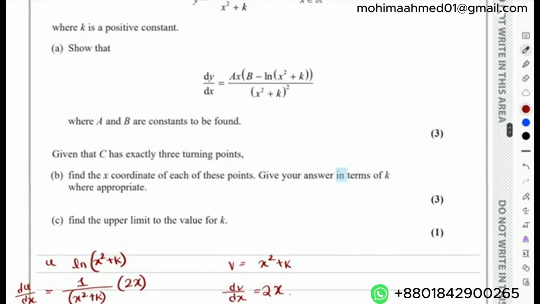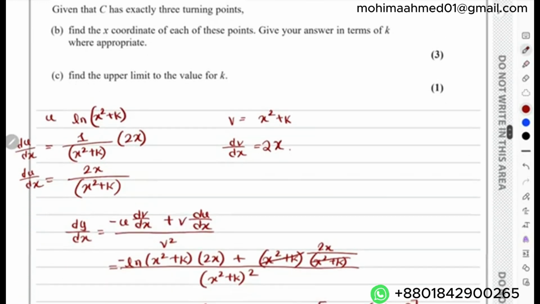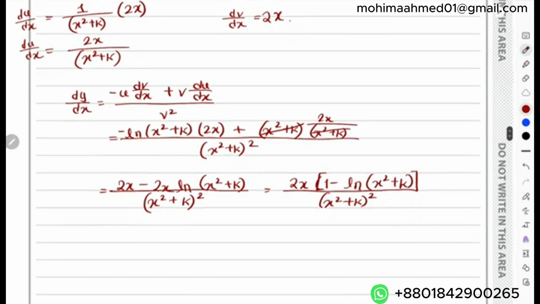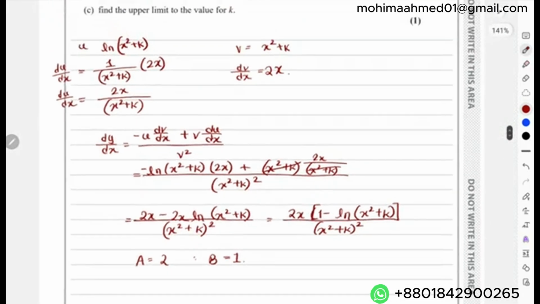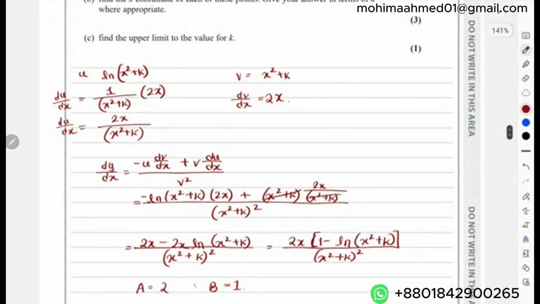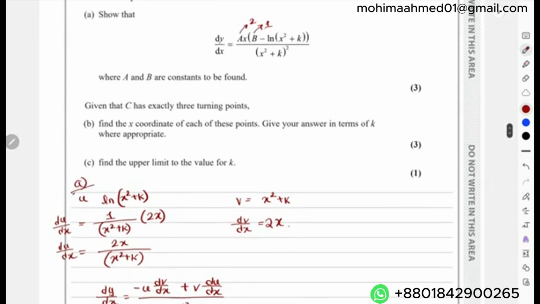If I go back to the equation, that was in the question also, right? This was the value of 2 and this was the value of 1. So you can just write capital A is equivalent to 2 times the expression and capital B is equivalent to 1 times the expression. So this is it for question part A, the differentiation part.